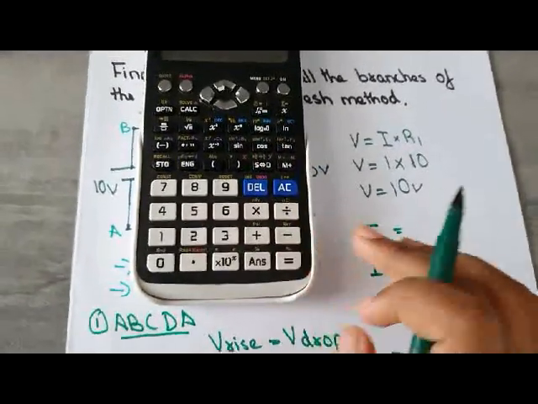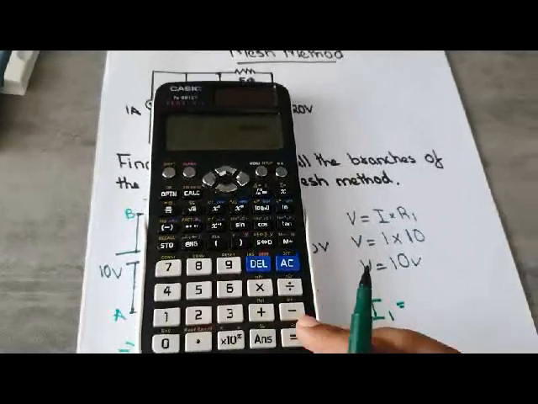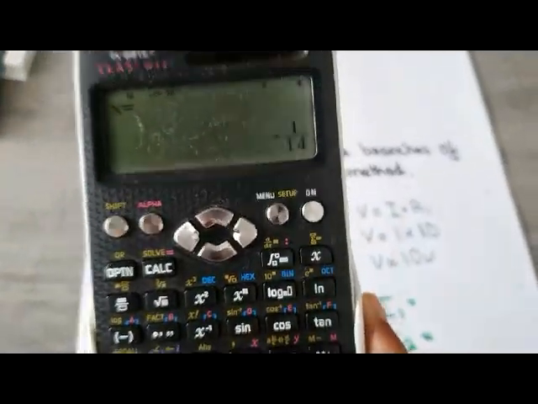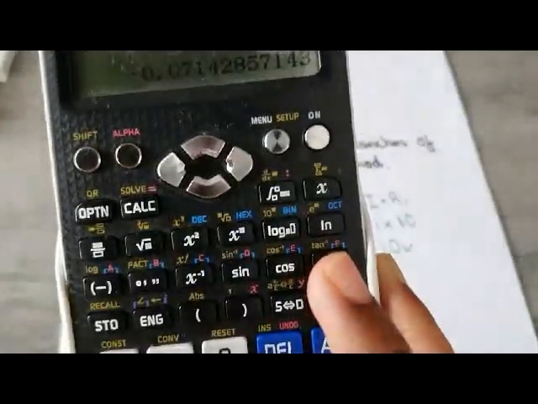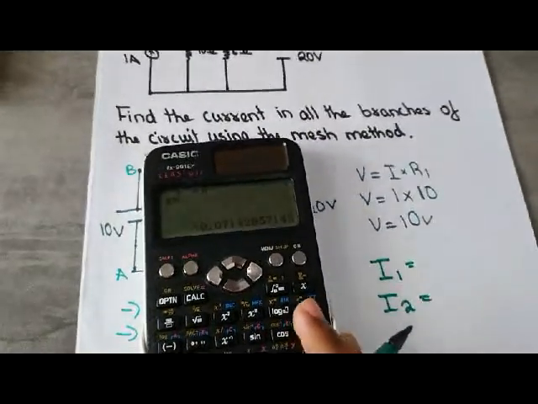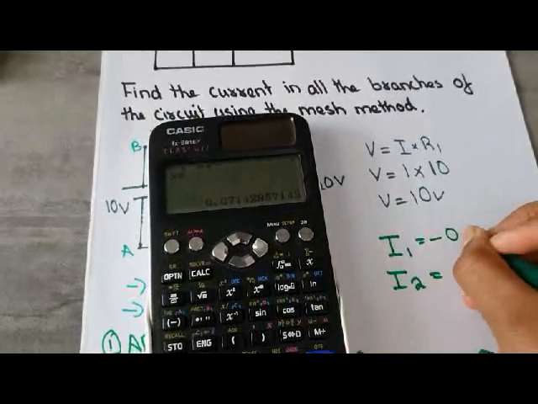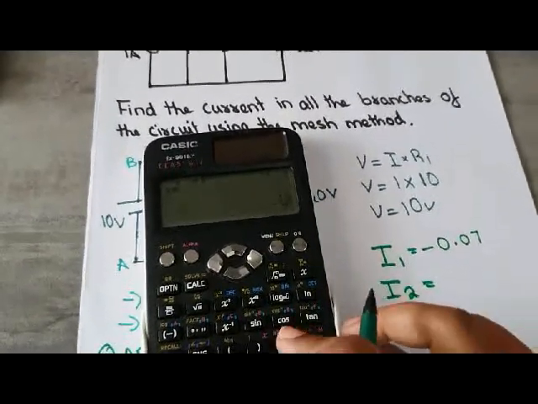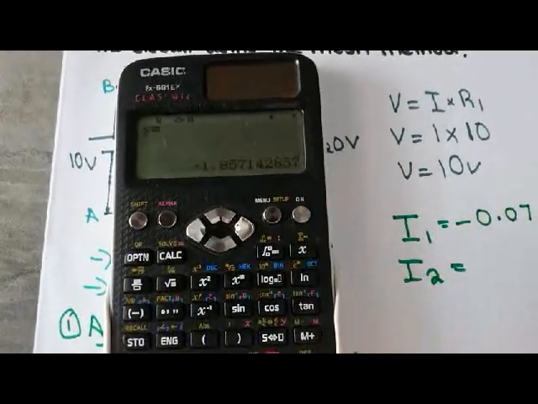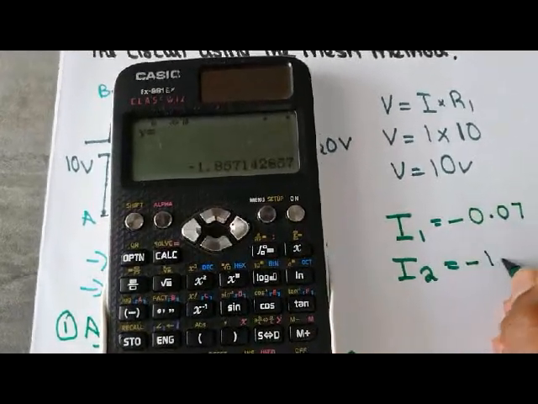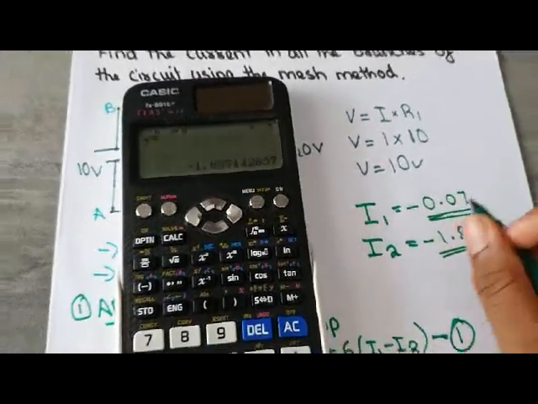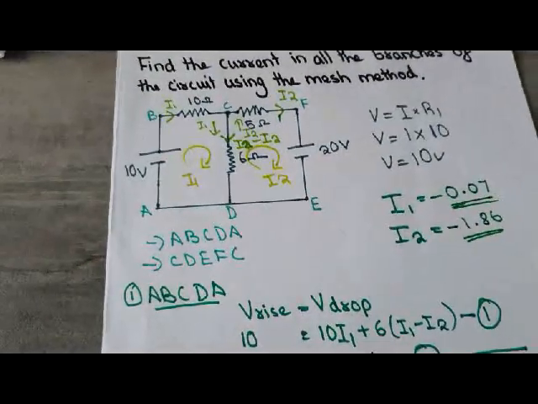So 20, equal to. The first value is minus 0.07, and the next value is minus 1.86. So these are the values of I1 and I2.